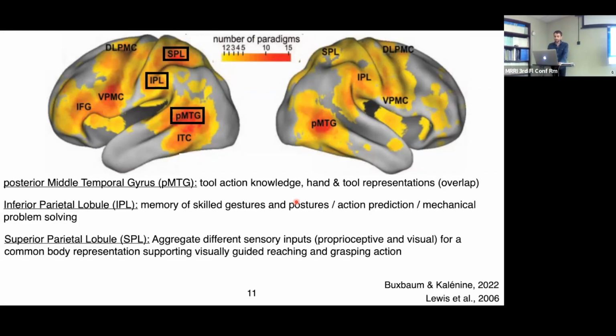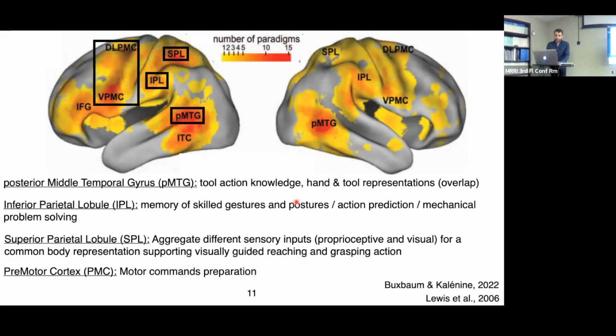And then there is the superior parietal lobule, which is not totally specific to tool use, but is found to be involved in tool use, for a reason that I will explain right after. Basically, this part of the brain is aggregating different sensory inputs, such as proprioceptive and visual inputs, to build a common body representation, and that will ultimately support grasping and reaching movements. That's not tool use specific, because you can grasp and reach objects, such as a cube, that is not a tool and doesn't have a specific function. But the SPL will be involved in this type of action, and when you are grasping and reaching for a tool, that is found to be part of the tool use network.